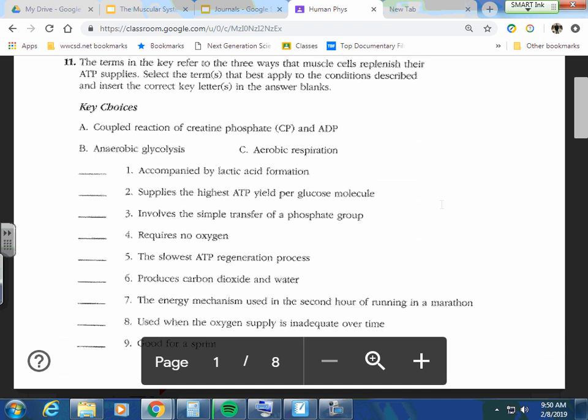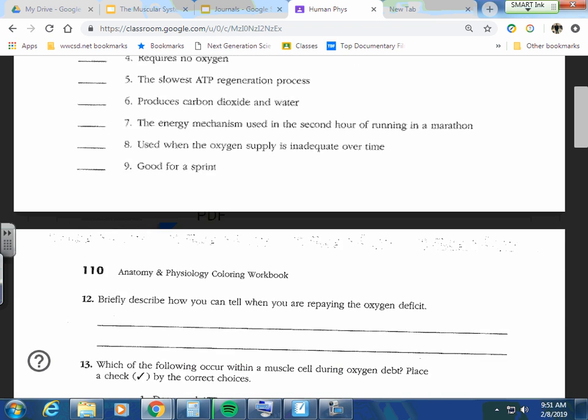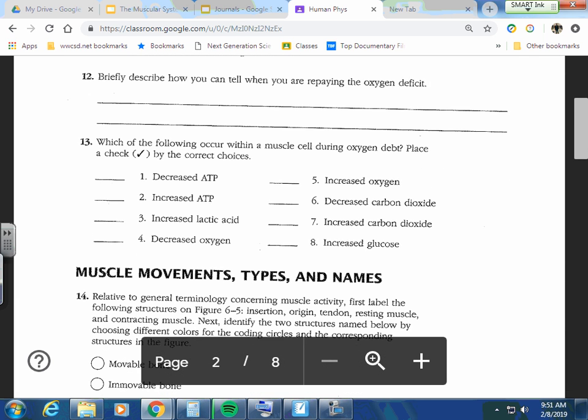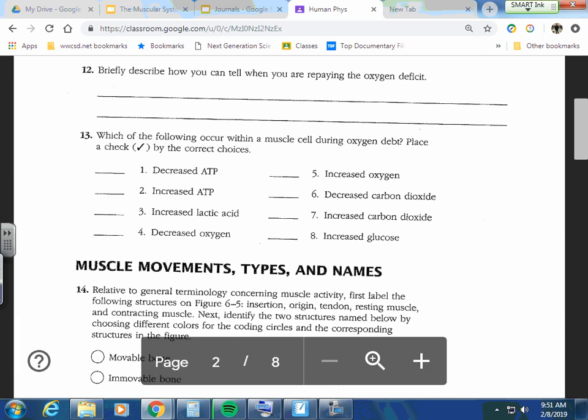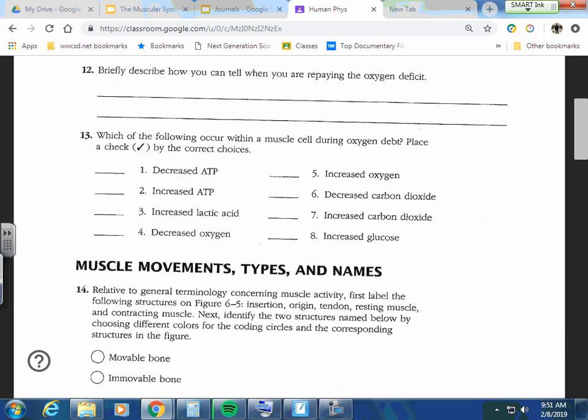I gave you guys number 11. Number 12, what happens when we're in oxygen deficit? What do we do? Breathing hard. What do you mean by that? Deeply. Breathing deeply. What about the rate? Okay, so increased breathing rate and deeper breaths.